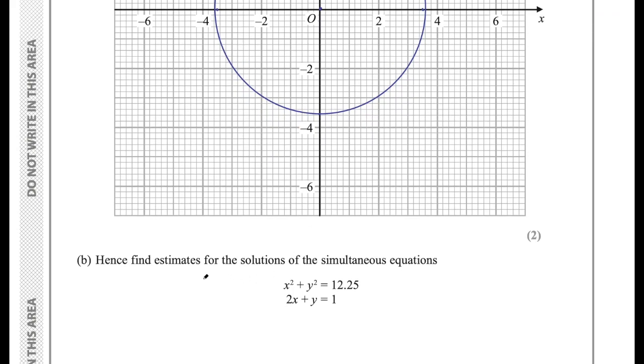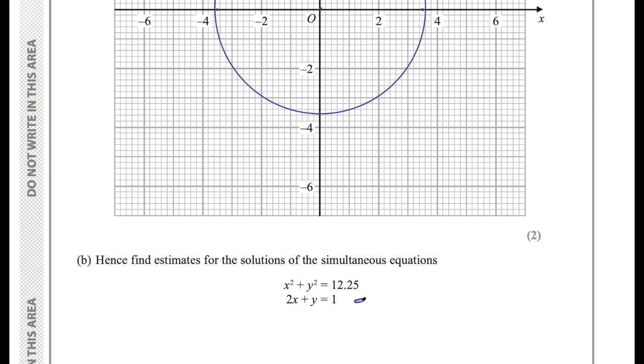Part B says, hence find the estimates for the solutions of the simultaneous equations x squared plus y squared equals 12.25 and 2x plus y equals 1. The way you can read this equation is it's saying for every increase in x, we need to increase y by twice as much.